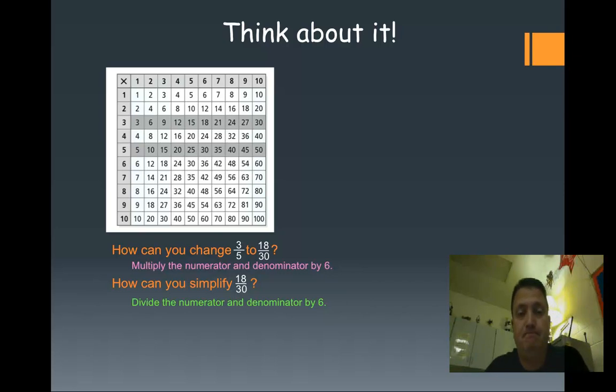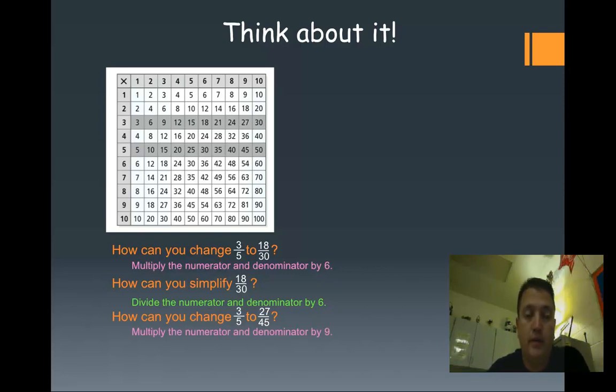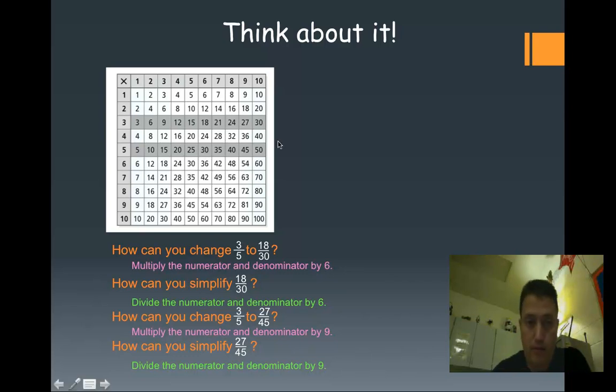Okay? So, next one. How can you change 3/5 to 27/45? What would your multiplier have to be this time? Hopefully you came up with 9. You multiply the numerator and denominator by 9. And last one, how would I make 27/45 into 3/5? I would divide the numerator and denominator by 9. That would give me back my 3/5.